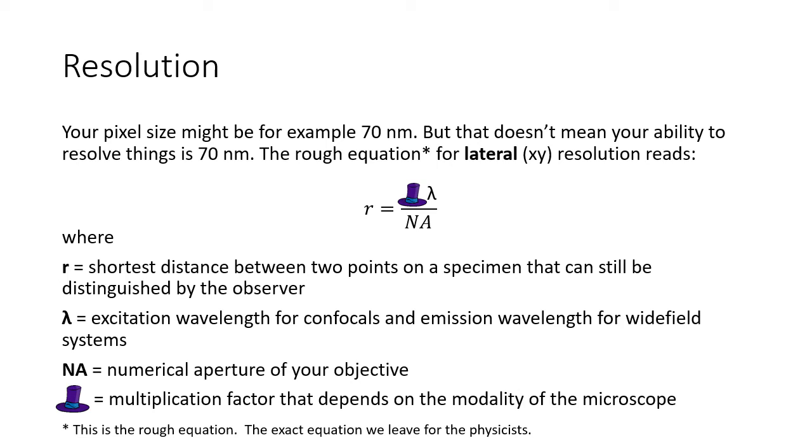The rough equation for XY resolution reads: your resolution is hat times lambda divided by NA. Here lambda is excitation wavelength for confocals, and perhaps a bit confusingly, emission wavelength for wide field systems. The NA is the numerical aperture for your objective, and the hat is a multiplication factor that depends on the modality of your microscope. And I will note that this is the simplified equation, and we will not discuss the actual true equation as it's quite convoluted.